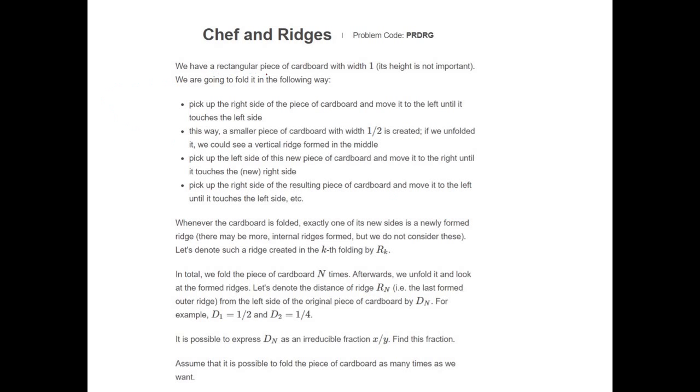We have a rectangular piece of cardboard with width 1. We are going to fold it in the following way. Pick up the right side of the piece of cardboard and move it to the left until it touches the left side. This way, a smaller piece of cardboard with width 1 by 2 half is created. If we unfold it, we could see a vertical ridge form in the middle.